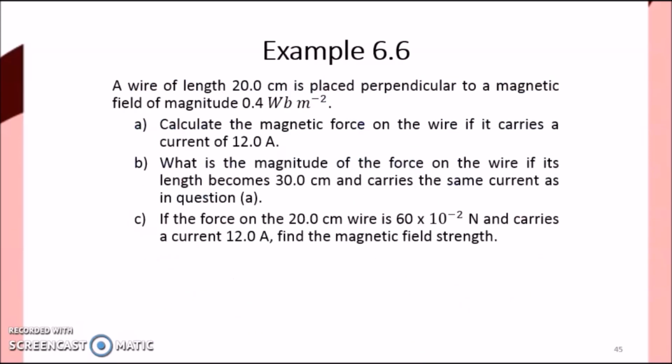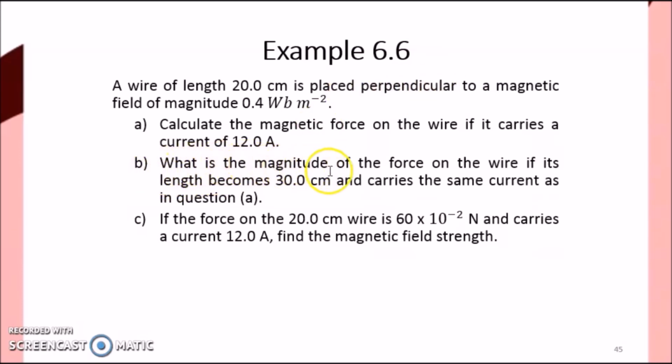Example 6.6. A wire of length 20 cm is placed perpendicular to a magnetic field of magnitude 0.4 Weber per meter square. Calculate the magnetic force on the wire if it carries a current of 12 ampere. So to find the magnetic force, for this case, we can use F equal to BIL sin theta. So B is 0.4, I is 12 ampere, L is 20 cm, convert it into meter, and for sin theta, the angle is 90 degrees because it is perpendicular.